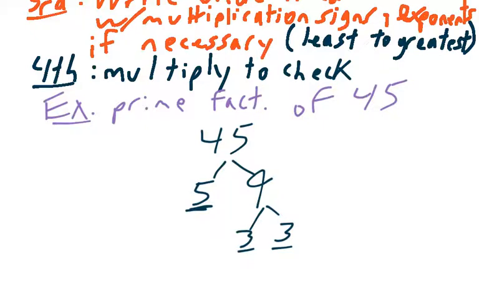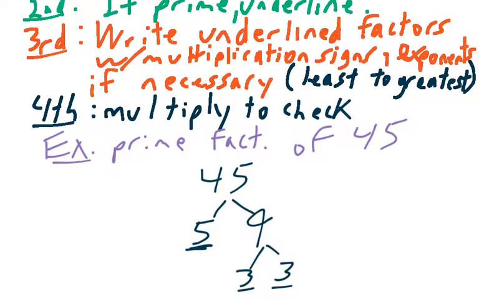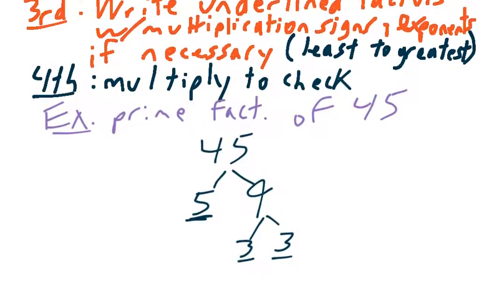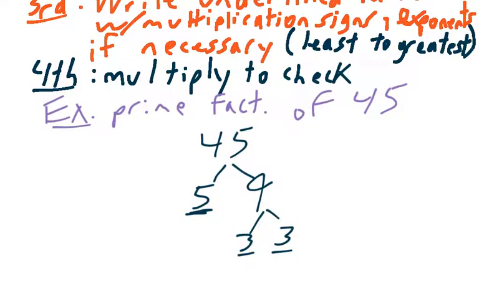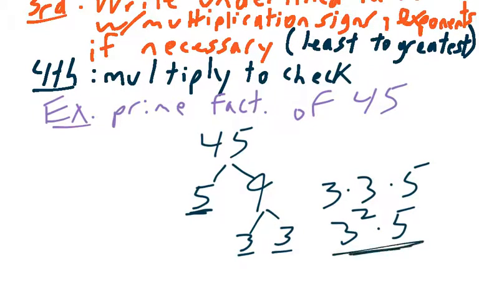And then I'm going to rewrite that. I'm on the third step now. I'm going to write the underlined factors with multiplication signs, exponents if necessary. So I have 3 times 3 times 5, which is really 3 squared times 5. And notice I've written them from least to greatest. I'm going to multiply that to check. So 3 times 3 is 9. And 9 times 5 is 45. So since this multiplies to give me 45, it checks.